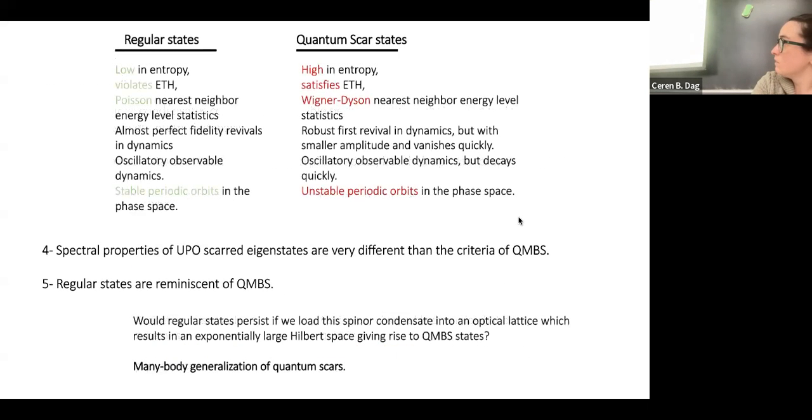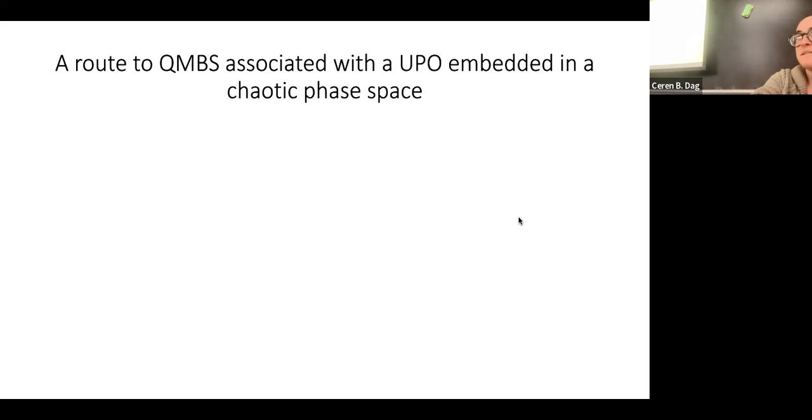Another thing is that the spectral properties of UPO-scarred eigenstates are very different from the criteria of QMBS, quantum many-body scars. In fact, the regular states are more reminiscent of quantum many-body scars. So this work gave us a way to understand the connections between QMBS, regular states, and quantum scars. Then we started to think about whether we can take this to a many-body system, understanding all these ideas, and make a many-body generalization of quantum scars. This part is really just a teaser at this point. So yes, go ahead.